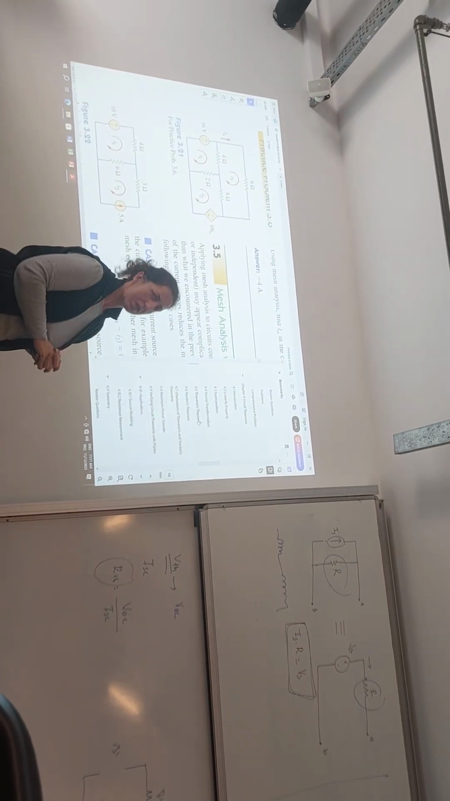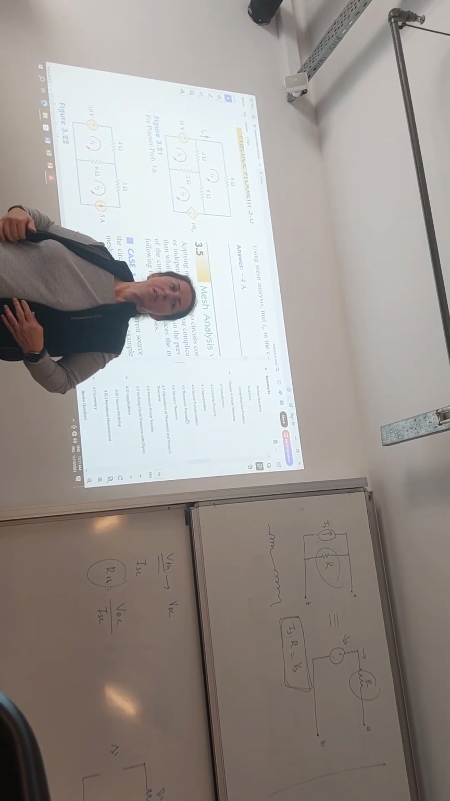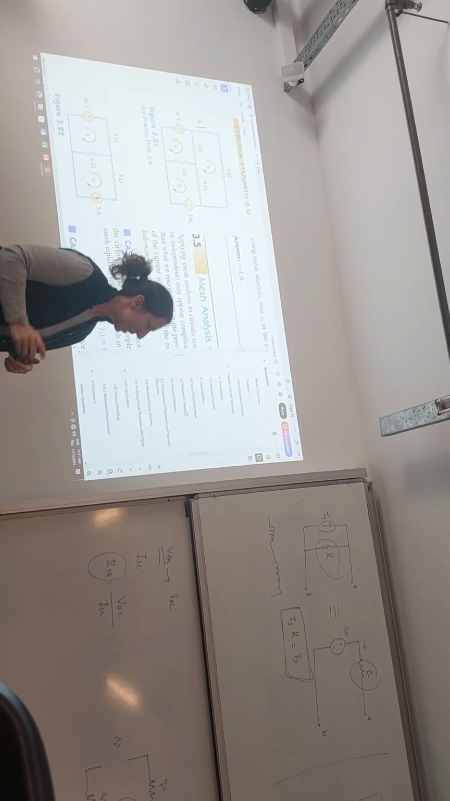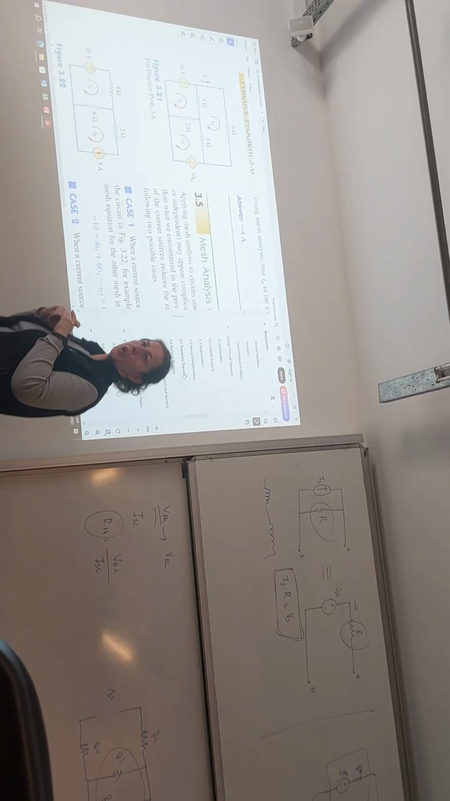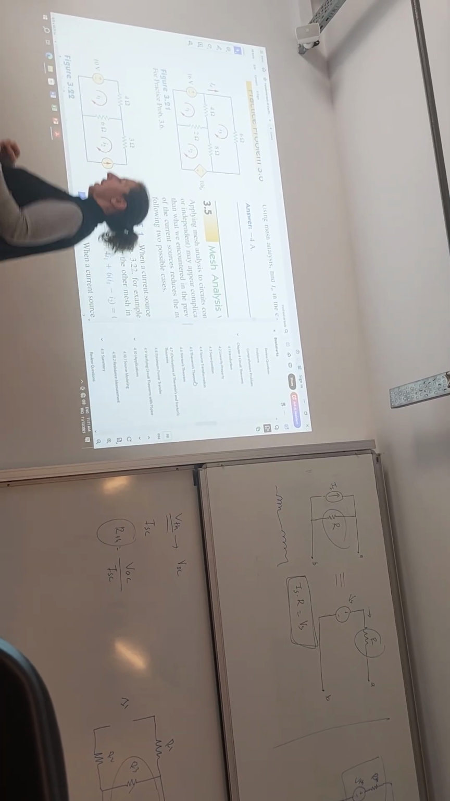Can I ask something, professor? But if there was a dependent source, we cannot zero them. Okay, she is right. We also discussed that if we have a dependent source, we cannot zero it. But what are we supposed to do for that case?